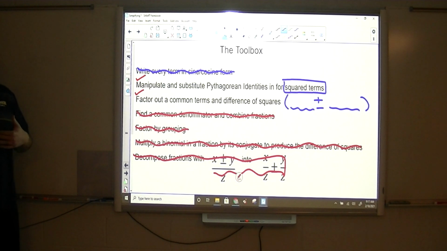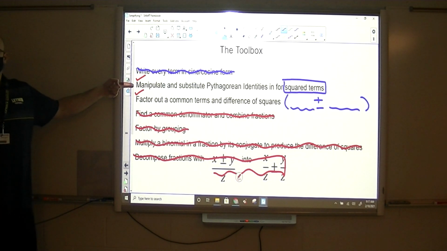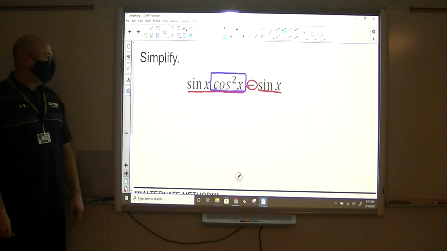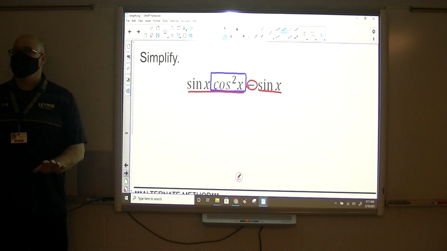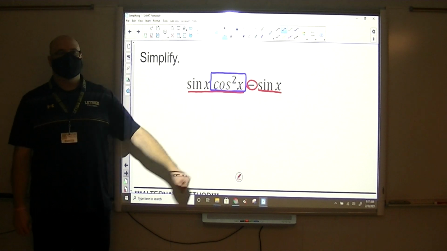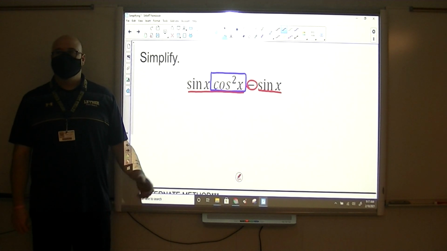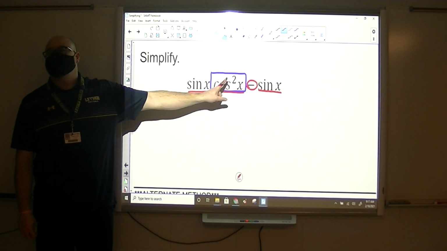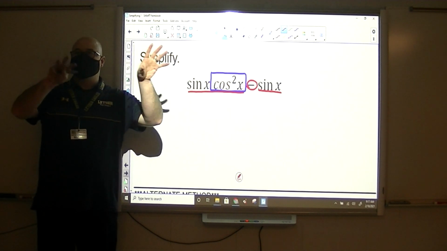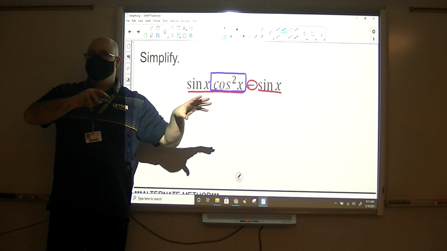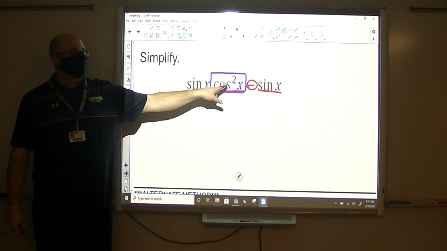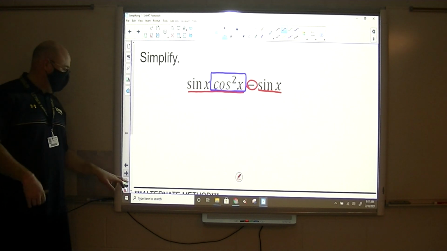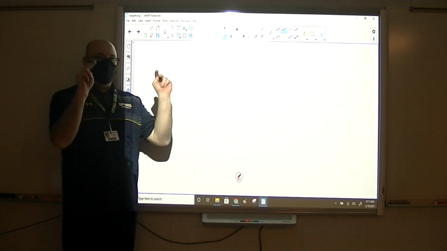Okay? What I'd like to do is this first one. Let's manipulate and substitute a Pythagorean identity in for a squared term. What am I talking about? Here's what I'm talking about. Here's the squared term. I'm going to use the Pythagorean identity that includes cosine squared, and I'm going to move some pieces around until I get just this statement. Okay, so here's what I'm going to do. You ready? You ready at home? Are you guys ready? This is going into like the margin.